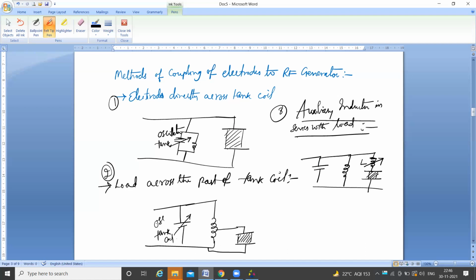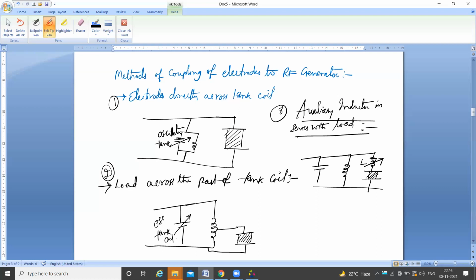and the load itself constitutes a capacitor, and this capacitor along with the inductor L forms a series resonant circuit. As the value of L is increased, the series circuit comes more and more into resonance at the frequency of the oscillator. Then the load voltage increases with the oscillator voltage. And this is about the methods of coupling of electrodes.